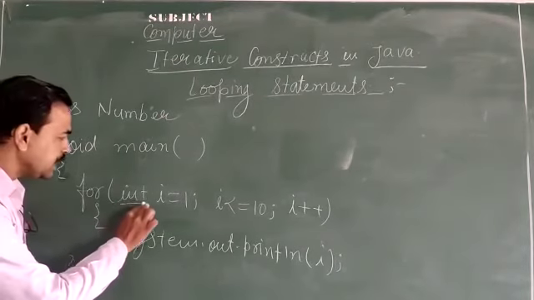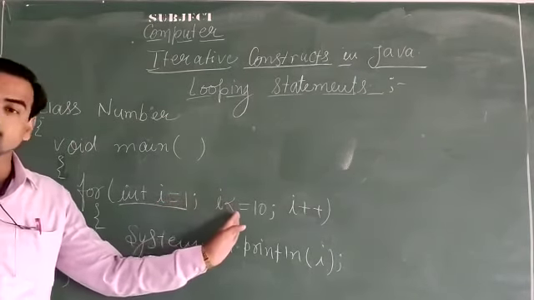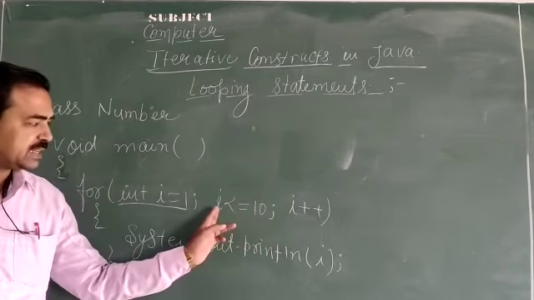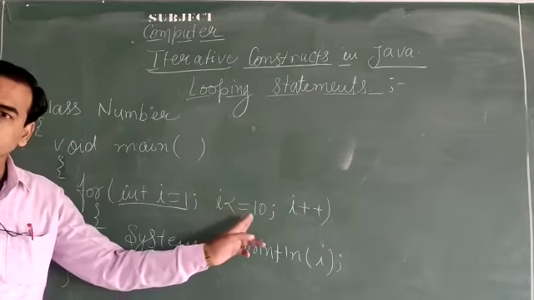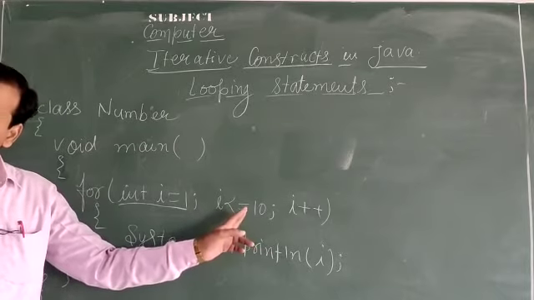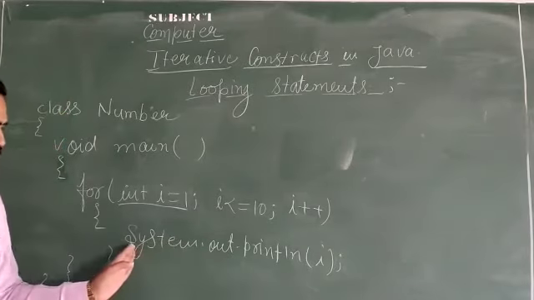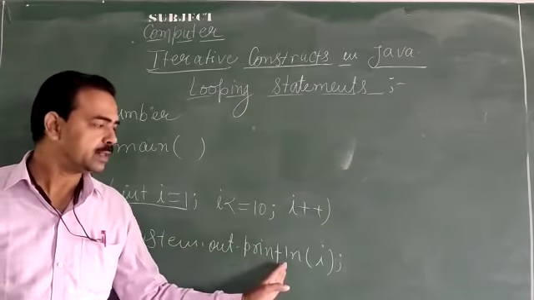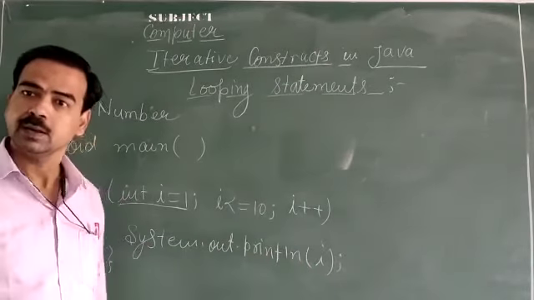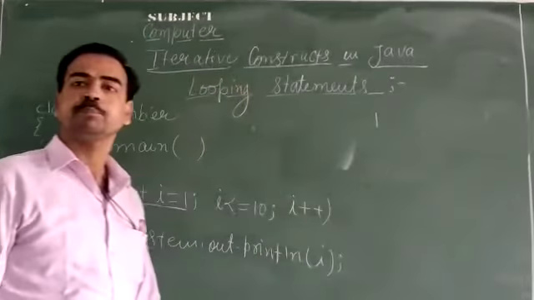Listen, the initialization part is i equals 1. After initialization, the control will transfer to the condition. So i is less than or equal to 10. That means the value of i is 1, and 1 is less than or equal to 10. Condition is true. When this condition is true, we will enter inside the loop, and inside the loop it is written System.out.println(i). That means 1 will be printed. Value of i is 1, so 1 will be printed.